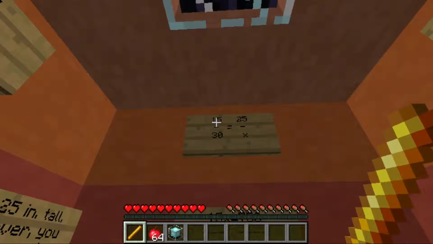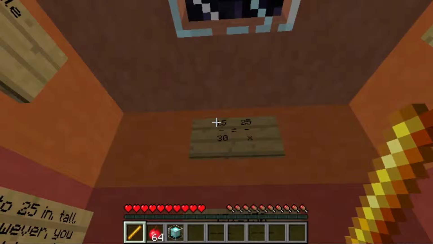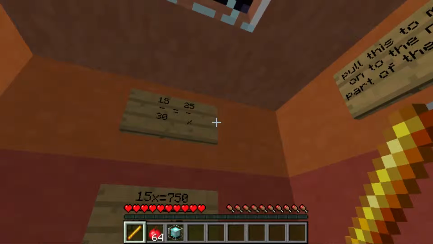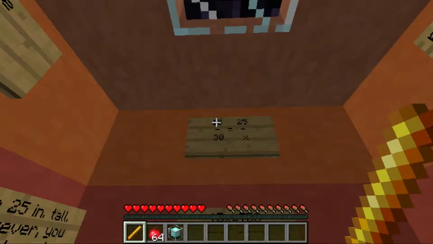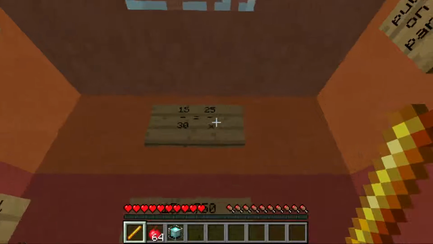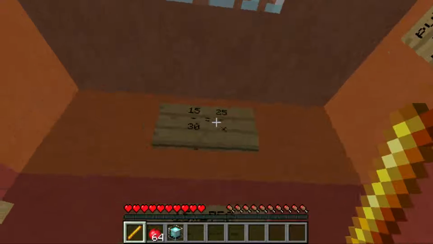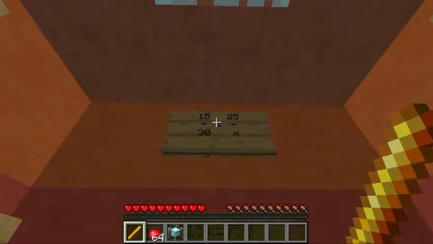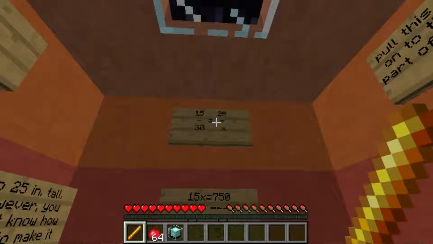So you got the ratio of, okay, so the top row will be tallness, and then bottom row will be width. And so here you have 15 to 30. Here you have 25 to x. So we're trying to figure out the width to make the new painting. And you have an equal sign here to show that they are the same. So it's just the same as the other ones.